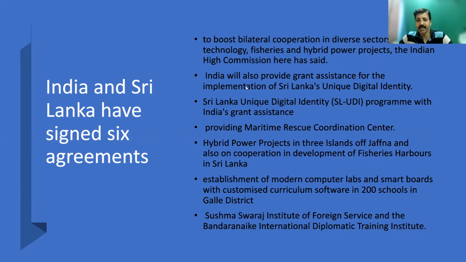Okay. So recently, during this crisis, in the last 2 weeks' time, India has made 6 different kinds of agreements with China. Okay, to boost bilateral cooperation in diverse sectors like technology, fisheries, and hybrid power projects. These are the areas where we have done MOUs with them, and the bilateral agreements were done. And India's strategy towards Sri Lanka is two things. One is we need to keep a close watch on Sri Lanka because the Chinese are sitting there.